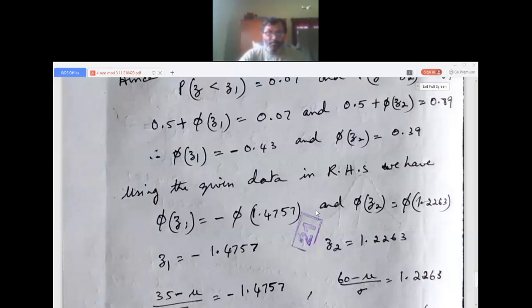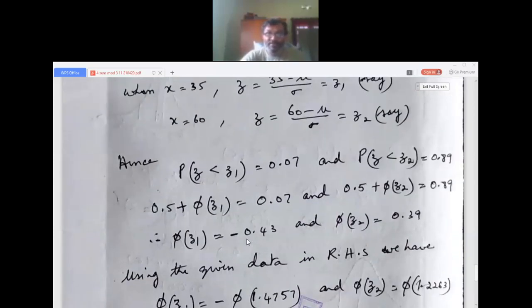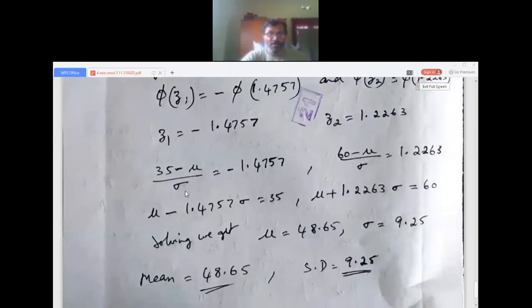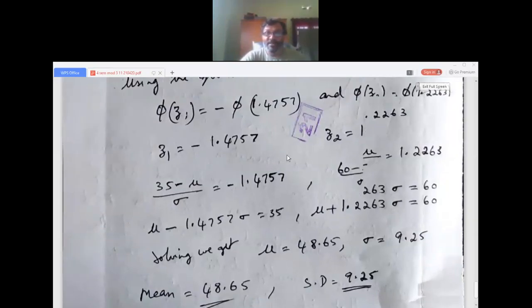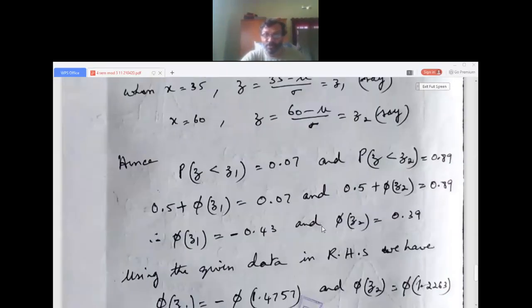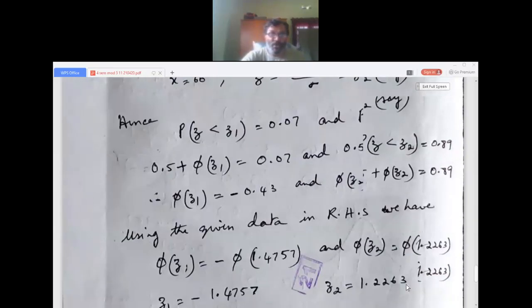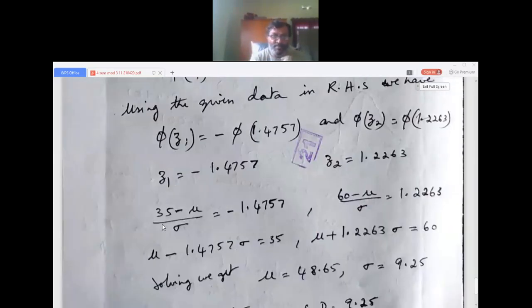Now we go back to Z1. We took it as Z1, 35 minus mu by sigma is Z1. So 35 minus mu by sigma is minus 1.4757. And 60 minus mu by sigma is Z2. So 60 minus mu by sigma is 1.2263. Now from this you cross multiply, this is very simple, ordinary simplification.